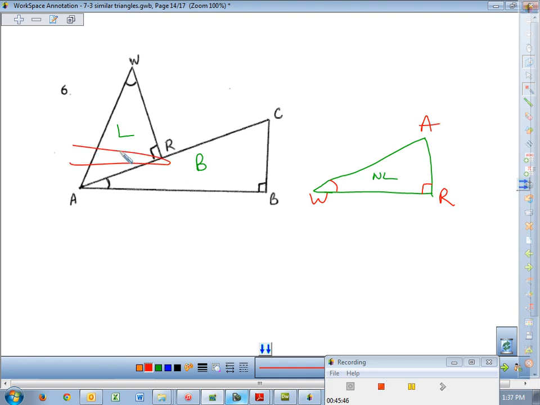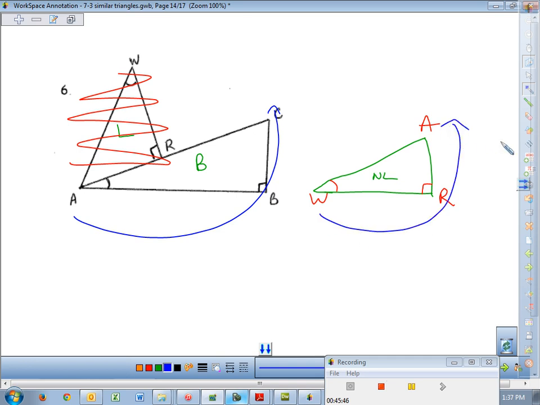Now these two, real easy. Real easy. Are they similar? Yes or no? Yes. Which method? Angle, angle. And then it says triangle ABC is similar to. Doesn't ABC go around like this? ABC. Then this one's got to go the same order. WRA. Done and done.